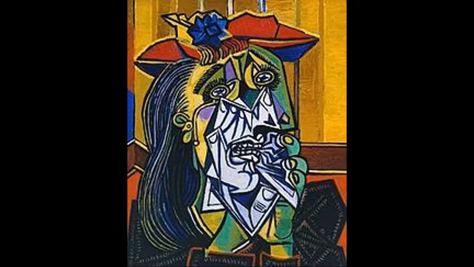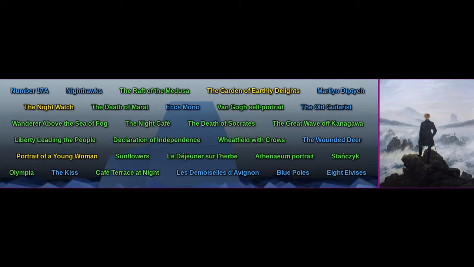Picasso was intrigued with the subject of the Weeping Woman and revisited the theme numerous times that year. This painting, created on the 26th of October 1937, is the most elaborate of the series. And with that out of the way, let's get into Tier 2.